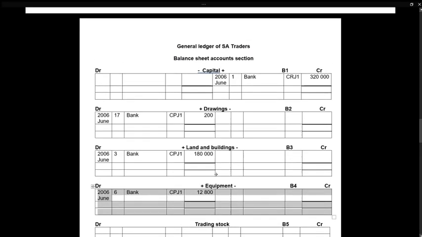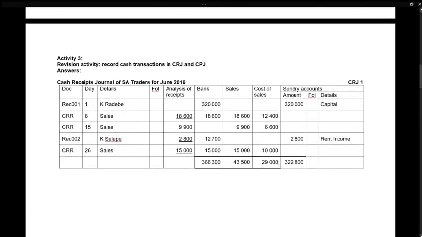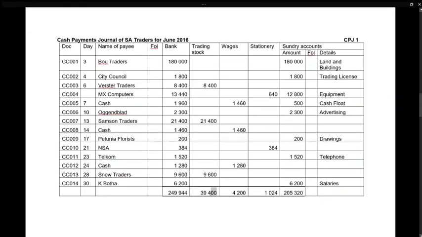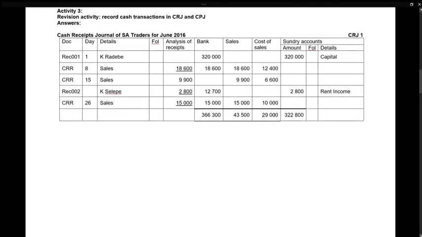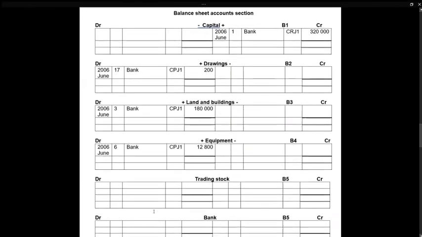Right, next one, trading stock. Trading stock is a bigger one. The reason for that is because we are selling trading stock to the value of 29,000 Rand, and we bought trading stock to the value of 39,400. Okay, both of these are a total of a column. Therefore, we will use the very last day of the month, the 30th of June, to include all of the transactions that took place during the month. Okay, same year, total of a column. It is to include all of the transactions that took place during the month on these dates. Let's go and account for that one.